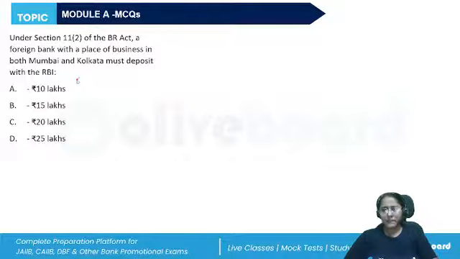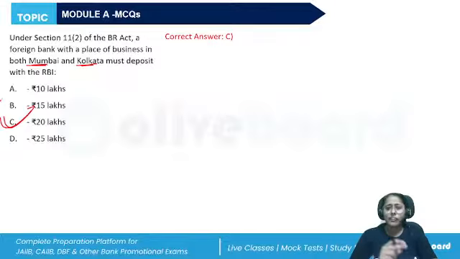So a foreign bank needs to deposit and keep deposited with the Reserve Bank a certain amount if they have a place of business in India. Now there are different categories. If the place of business is in Mumbai or Kolkata or both or anywhere else in India, so here the question asks us that the place of business is in both Mumbai and Kolkata. So the deposit will be rupees 20 lakhs, right?